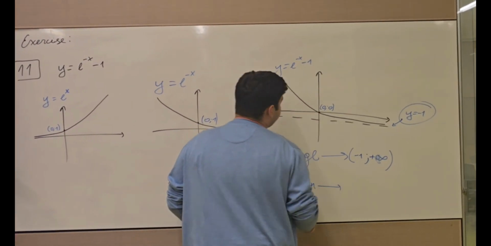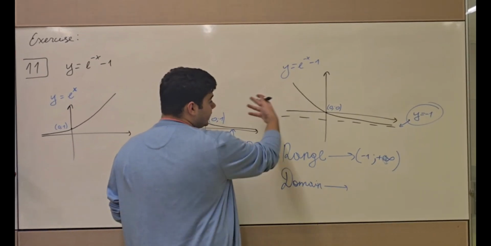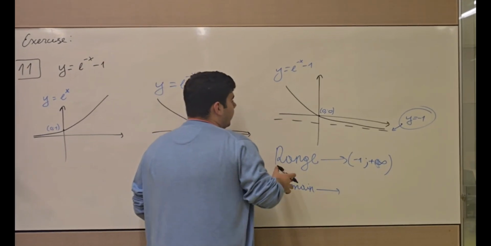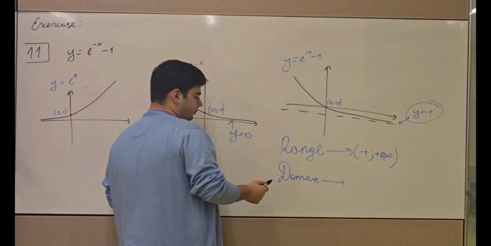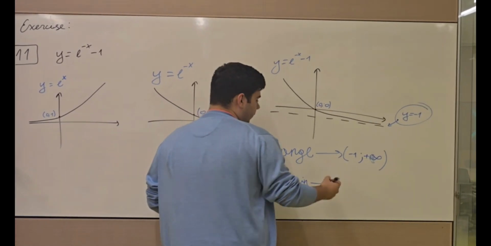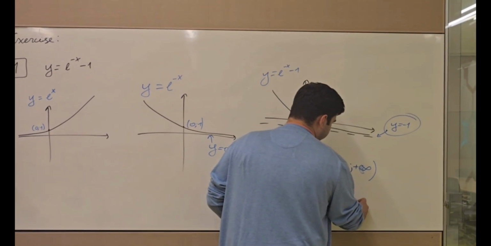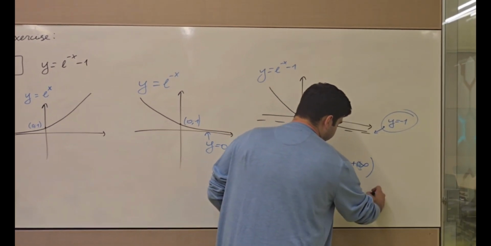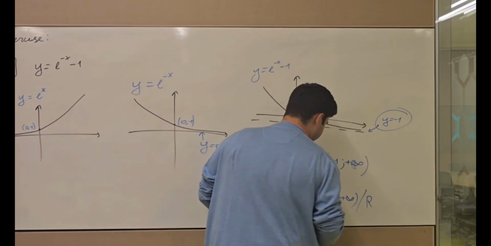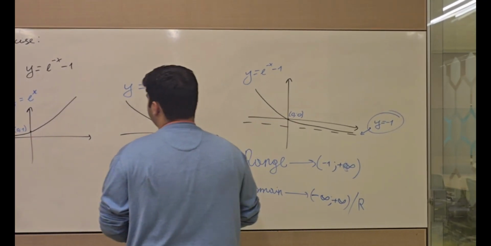Our domain will be the possible values of x, and as you can see from the graph, we can have all kinds of values for x, so we can show it as from negative infinity to the positive infinity, or we can also show it as this. So this is how to solve the graph.